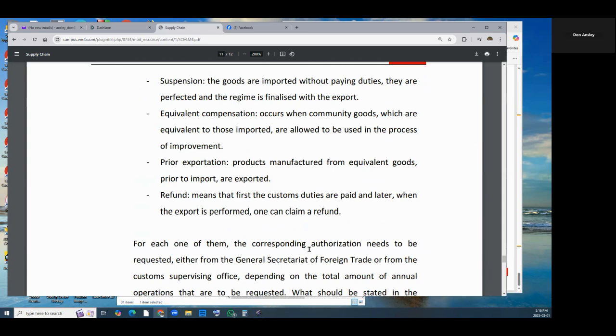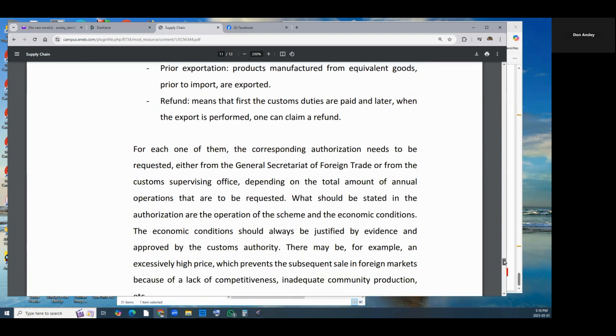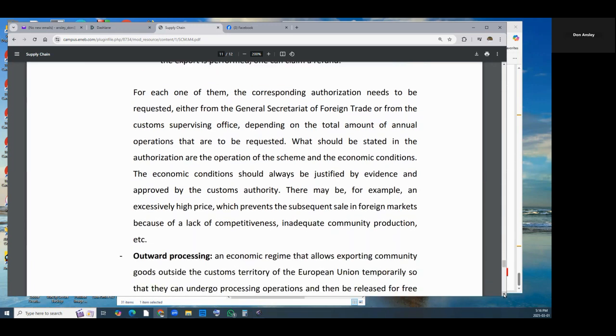For each one of them, the corresponding authorization needs to be requested either from the General Secretariat of Foreign Trade or from a Customs Supervising Office, depending on the total amount of annual operations that are to be requested. What should be stated in the authorization are the operations of the scheme and economic conditions. The economic conditions should always be justified by evidence and approved by the Customs Authority. There may be, for example, an excessively high price, which prevents the subsequent sale in foreign markets because of the lack of competitiveness, inadequate community production, etc.